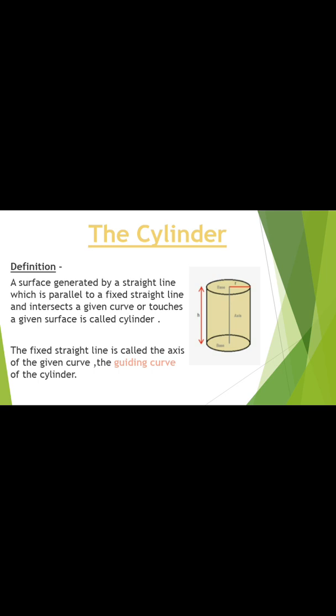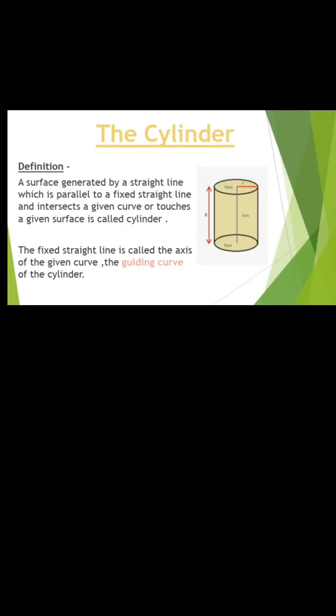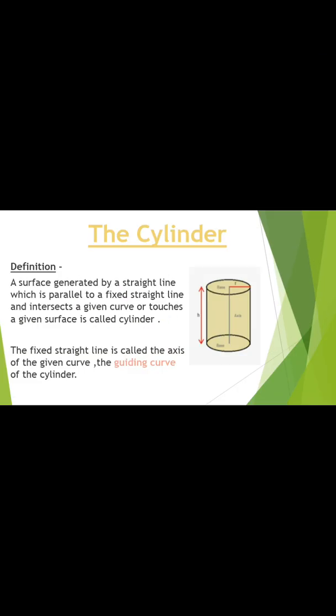Here is the diagram of the cylinder. As we see in the diagram, here r is the radius of the cylinder and this is the straight line which is called the axis of the cylinder, and these are the two bases of the cylinder, and h is the height. The fixed straight line is called the axis, and the given curve is known as the guiding curve of the cylinder.